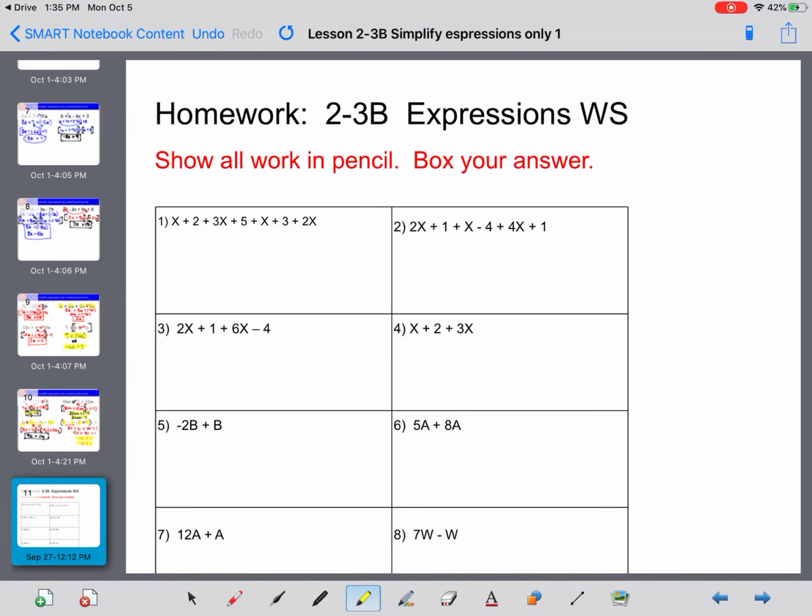Your assignment is the worksheet 2-3B. If you can print off the worksheet, you can write the answers on a separate piece of paper and take a picture and submit it, but all work must be shown. All right, give this a try.